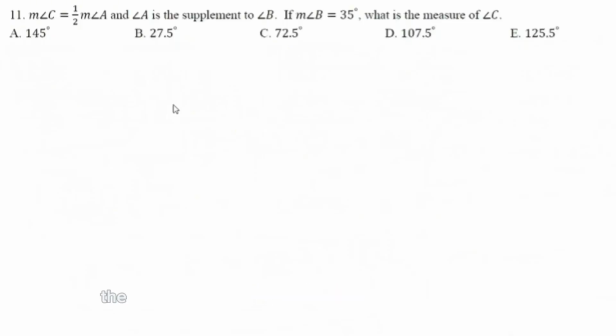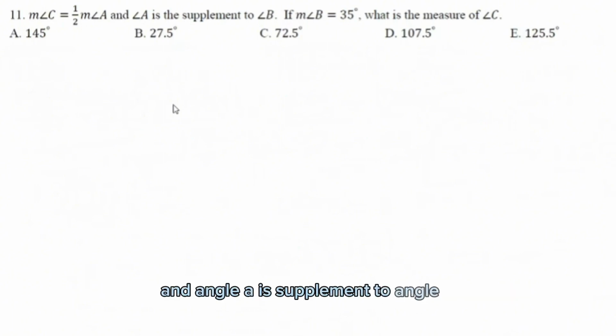Alright, number 11. The measure of angle C is 1/2 the measure of angle A, and angle A is supplement to angle B. If the measure of angle B equals 35 degrees, what is the measure of angle C? Alright, this is actually a pretty simple problem.